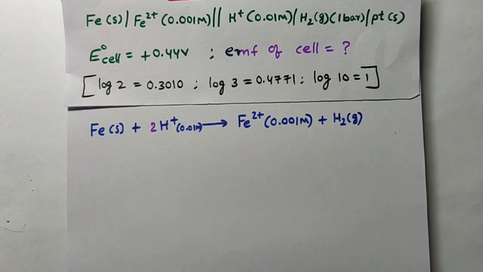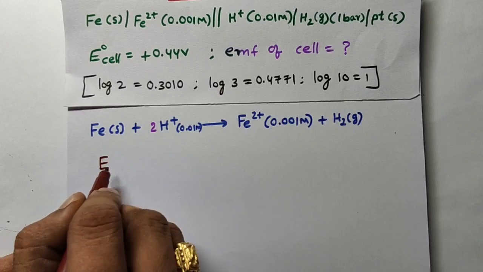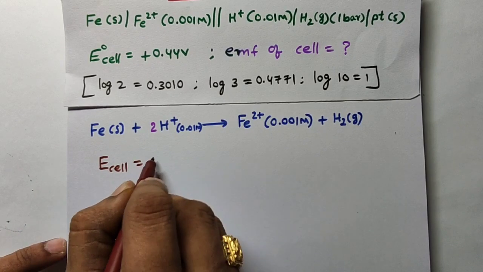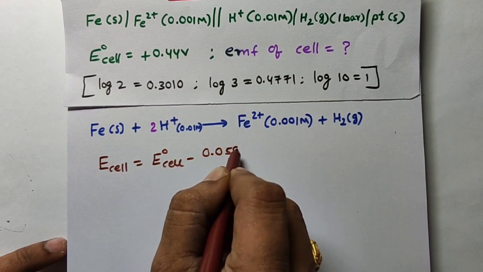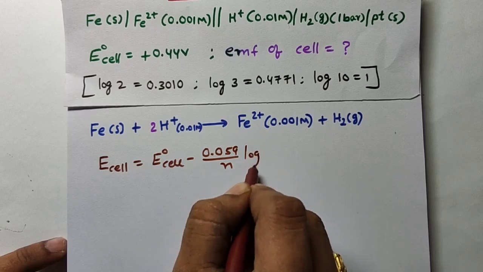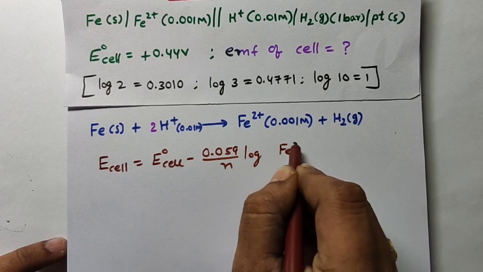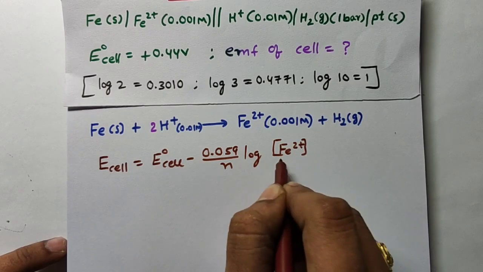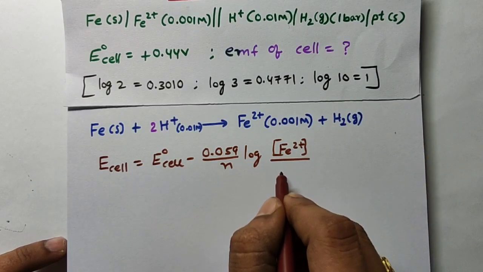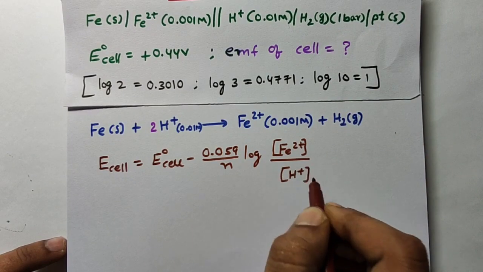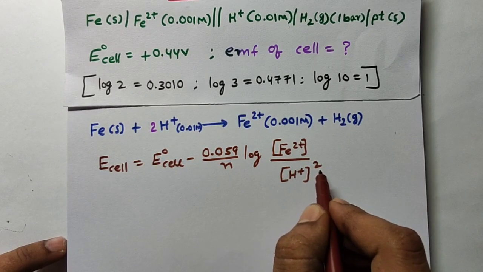So let us write the Nernst equation for this. E cell equals E0 cell minus 0.059 by n log, product concentration divided by reactant concentration. What is the product concentration? Fe2+, divided by, here H2 gas is at 1 bar pressure, so no need to mention, divided by H+ concentration. Very important, the stoichiometric coefficient you should write as a power. Many students forget this. You should write it as a power.